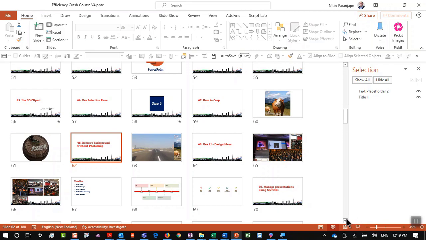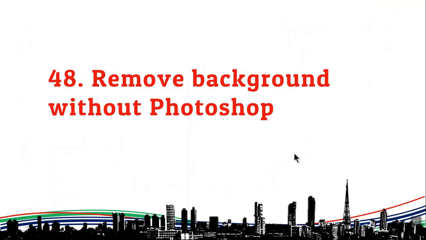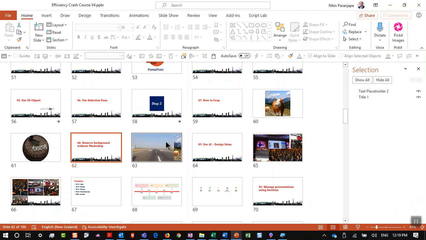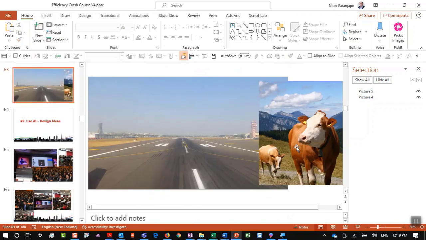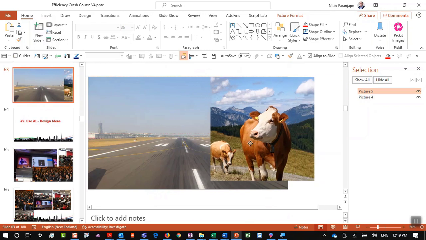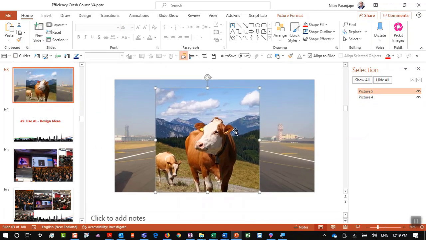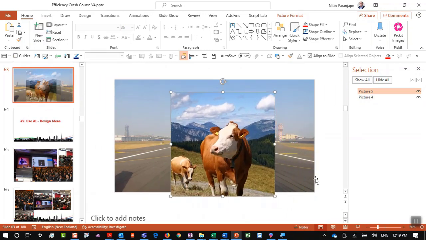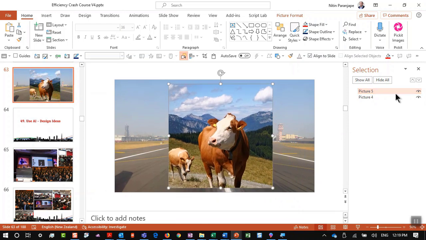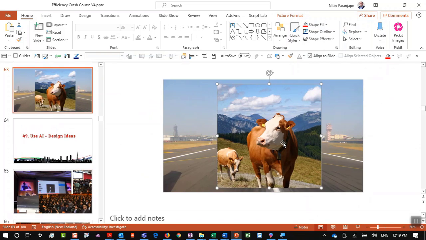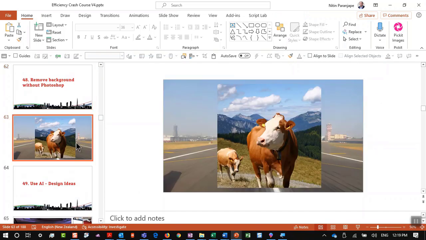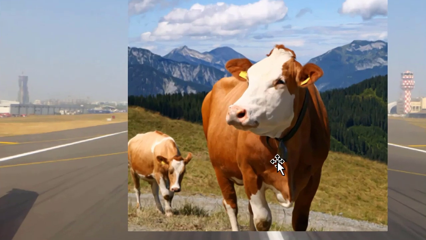Okay, another very brilliant feature is remove background without Photoshop. So recently there was a place where some cow went under an airport. I want to show that. Surat, I think. Now I have a cow, I have an airport, but these don't match. So what do I do? I need to only keep the cow. There is no cow shape available in PowerPoint, so crop to shape is not going to work.